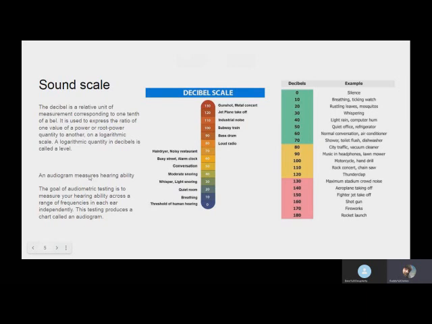An audiogram measures hearing ability. The goal of audiometric testing is to measure your hearing ability across a range of frequencies in each ear independently. This testing produces a chart called an audiogram. So here, for example, here's decibels at 0, silence; breathing and a ticking watch is 10; rustling leaves and mosquitoes is 20; whispering is 30; light rain and computer hum is 40, etc. Rocket launch here at 180, so yeah.